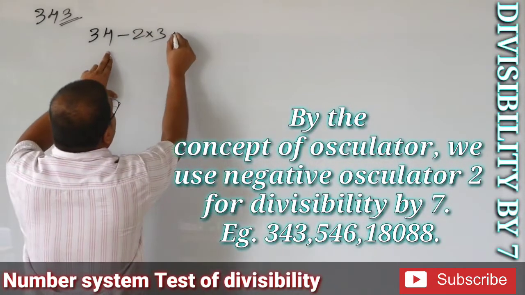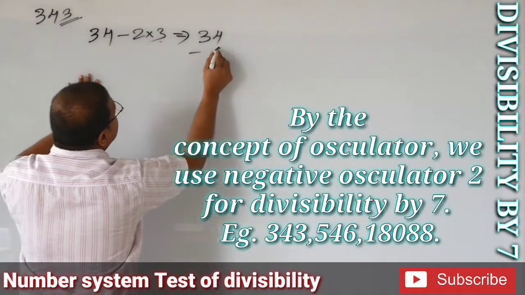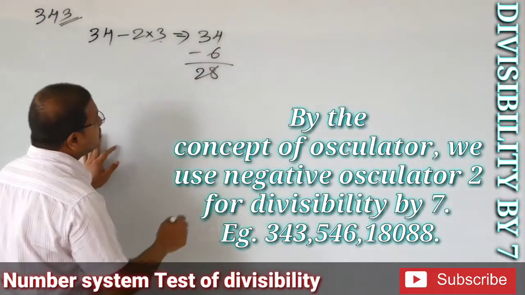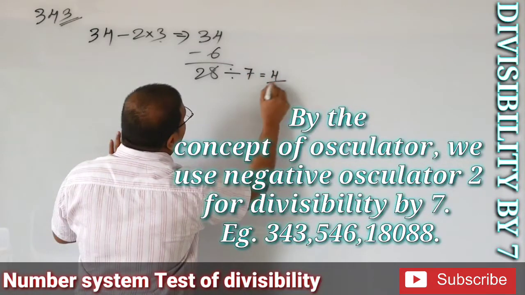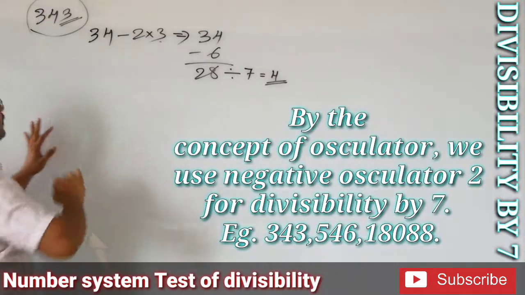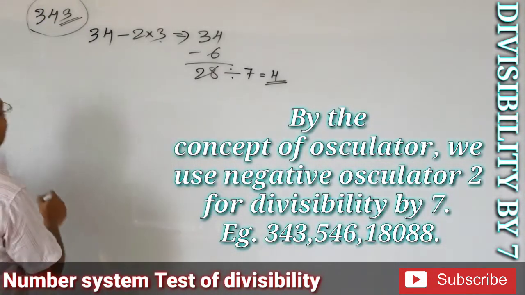That means what will happen? This implies 34 minus 2 3s are 6. When you subtract, what will you get? 28. See, 28 divided by 7, what will you get? 4. Ready? That means 343 is divisible by 7. Let's see the next number.